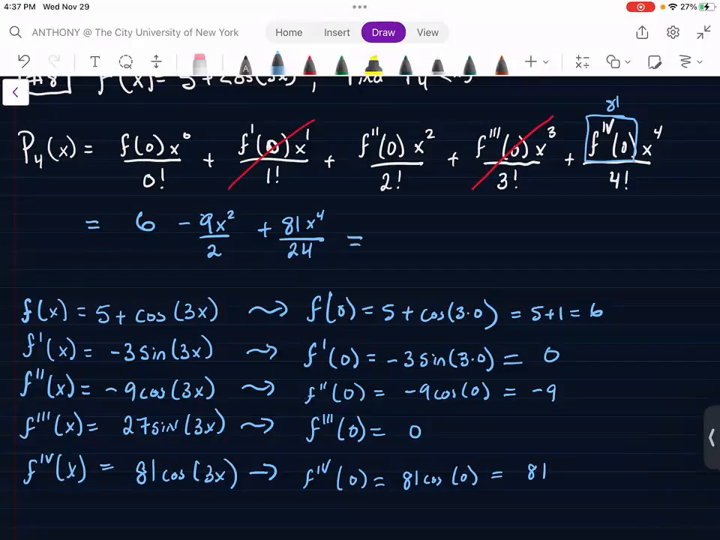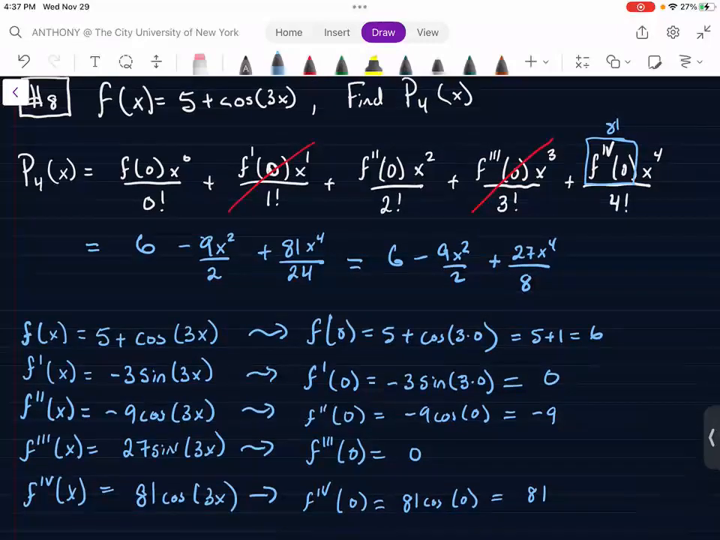You could simplify this if you wanted to. The only part that you simplify is the 81 over 24. A number that goes into 81 and 24 evenly is 3. So that would have been 27x to the fourth over 8, and that would be my solution. All good on problem 8? Okay.